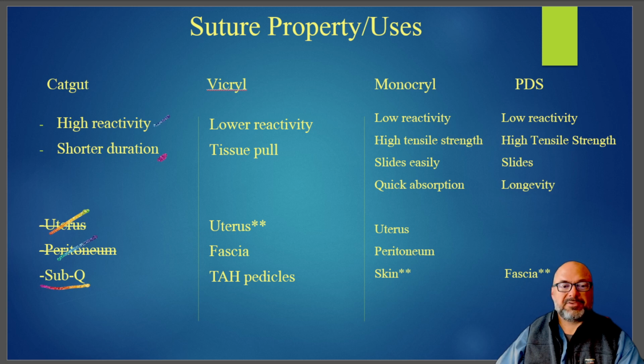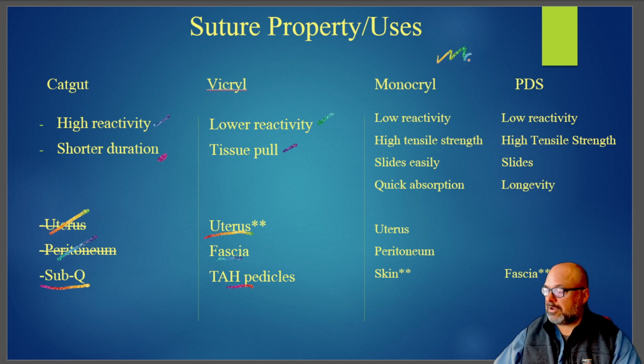Some people use it on the sub-Q, but again, I think it's kind of falling out of favor. Vicryl has a lower reactivity. It does have a little bit more pull on the tissue because of its braided nature compared to the monofilaments. We tend to use Vicryl a lot on the uterus. Some folks use it on the fascia, either running or interrupted, and then we use it especially with pop-off sutures for abdominal hysterectomy pedicle formation.